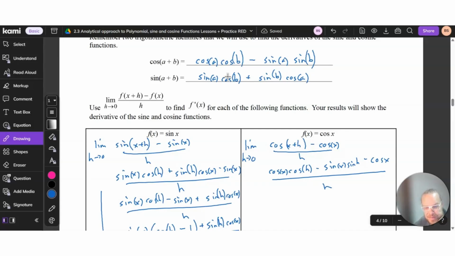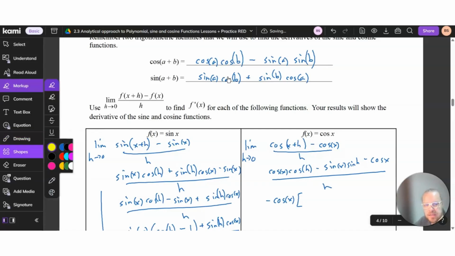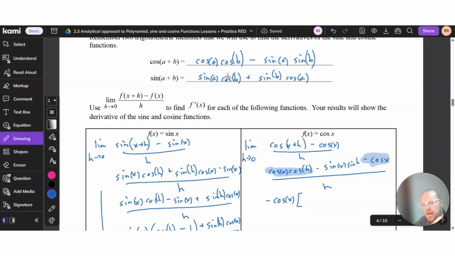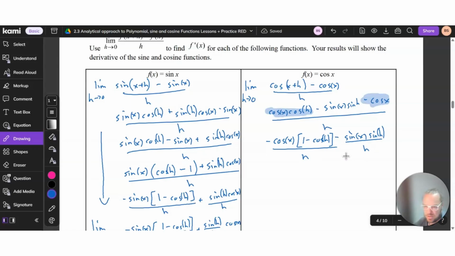So let's do that all at the same time. Let's pull out that negative cosine of x. Let's just highlight that so you can see it. So I'm pulling it out of here and here. So if I pull out a negative cosine, this side's just going to be 1 minus our cosine of h, minus sine x sine h. And once again, let's also write it with those two separate fractions, just like before we got the common denominator and put them as a single one.